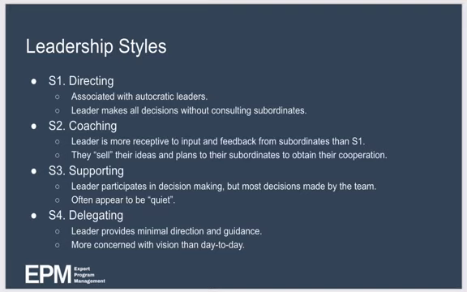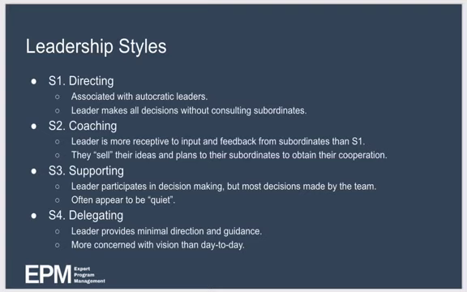Next, we have S2, or a coaching style of leadership. With this style, the leader still defines the roles and the tasks, but in contrast to directing, they are more receptive to input and feedback from their subordinates. These leaders sell their ideas and plans to their subordinates to obtain their cooperation. This leadership style is closely related to the democratic style of leadership. Sports coaches are often associated with this style of leadership. They put players into position and then direct the group as a whole in order to obtain the best performance.